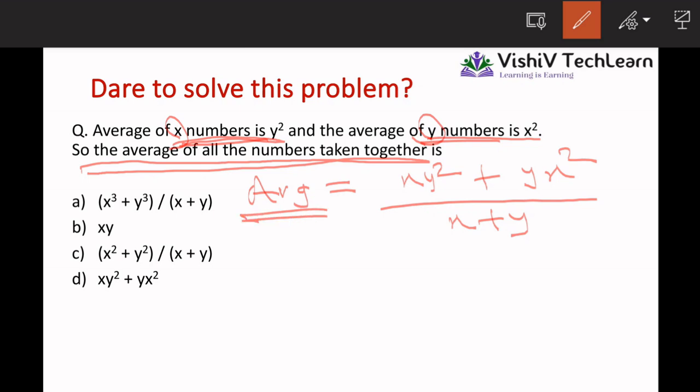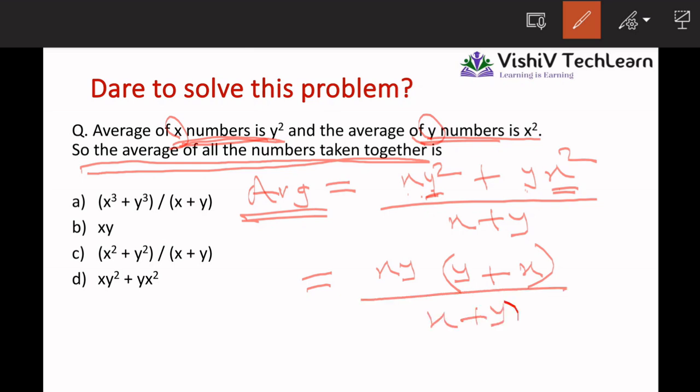Now solving this further, we can take x and y common from both these terms. If we take x and y common, here we will remain with y in the bracket, plus here we will remain with x in the bracket. The denominator will be as it is, x plus y, which we can keep in brackets. So here y plus x and x plus y, these two brackets we can cancel as they are the same, and the remaining part will be xy, and that is the final answer, which is option B. So option B, xy, is the answer for this question.